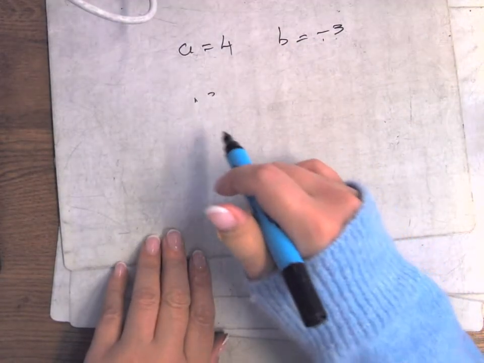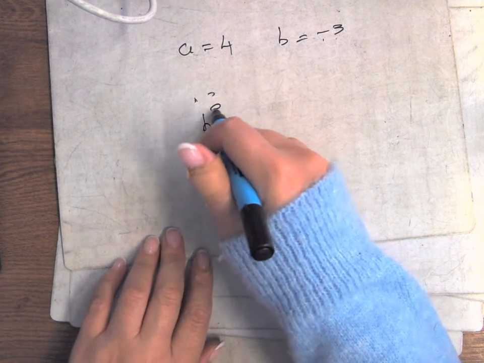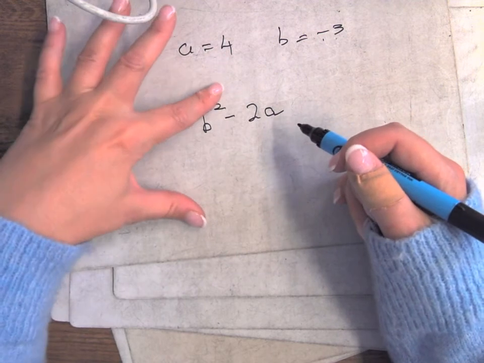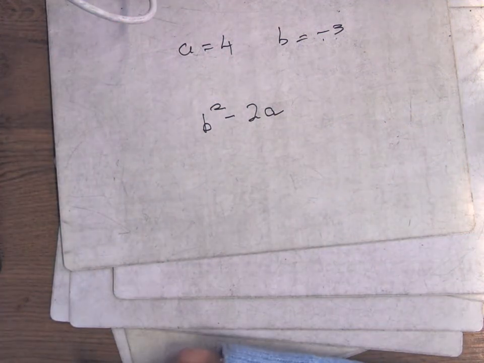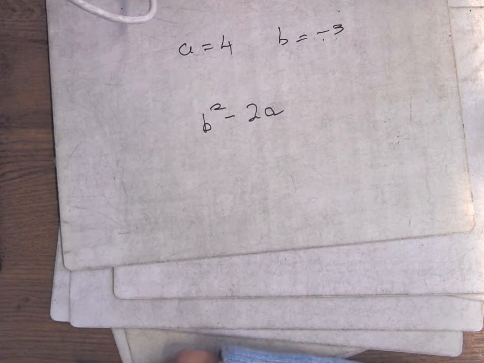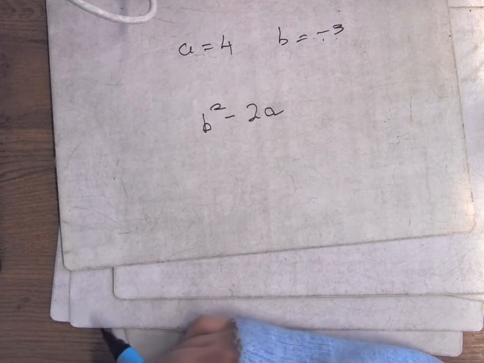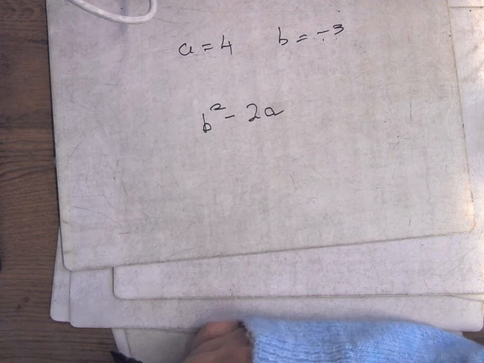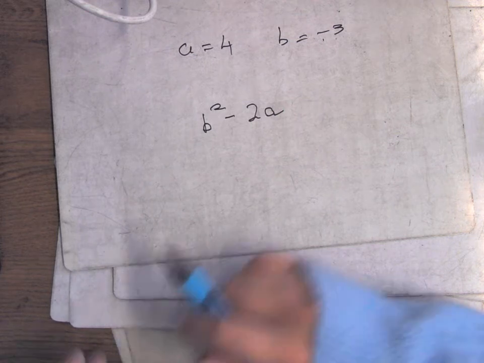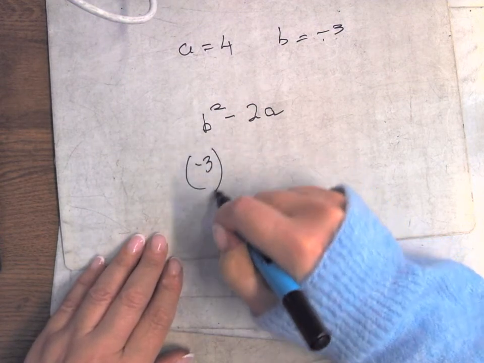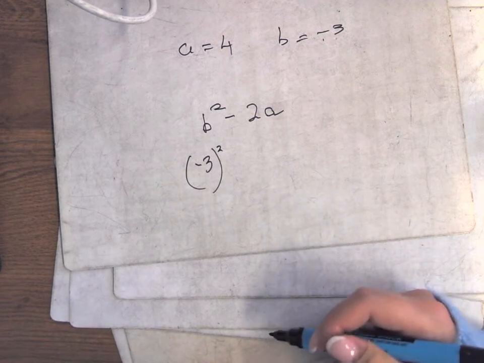Right, and let's do B squared minus 2A. So B squared minus 2A, and when you have the answer, hold it up for me. Put the B into brackets, Kayla. Put the B into brackets because the B is -3, so put the -3 into a bracket, because if you don't do that, it'll come out wrong. Correct.